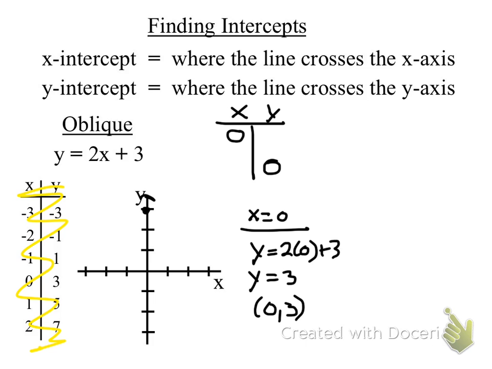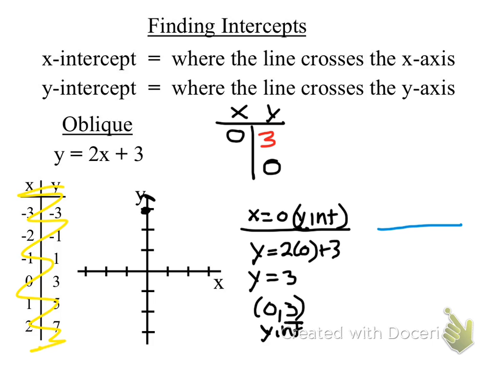Is that the y-intercept or the x-intercept? It's the y-intercept. So when I set x equal to 0, it's the y-intercept. Notice your answer comes out in the y. Now, for the x-intercept, I'm going to set what equal to 0?